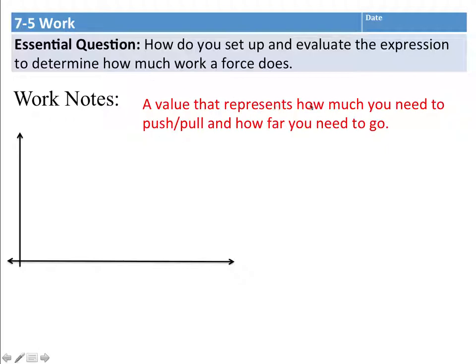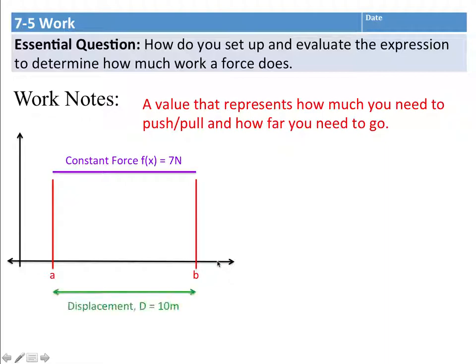So we need to represent that, and we can represent it graphically. That's probably the easiest way to understand it. If we graph the push or the pull or the force on the y-axis and the displacement on the x-axis. So, for instance, a constant force of 7 newtons would mean that we have a horizontal line at a value of 7 on the y-axis. And let's say we move something from point A to point B.